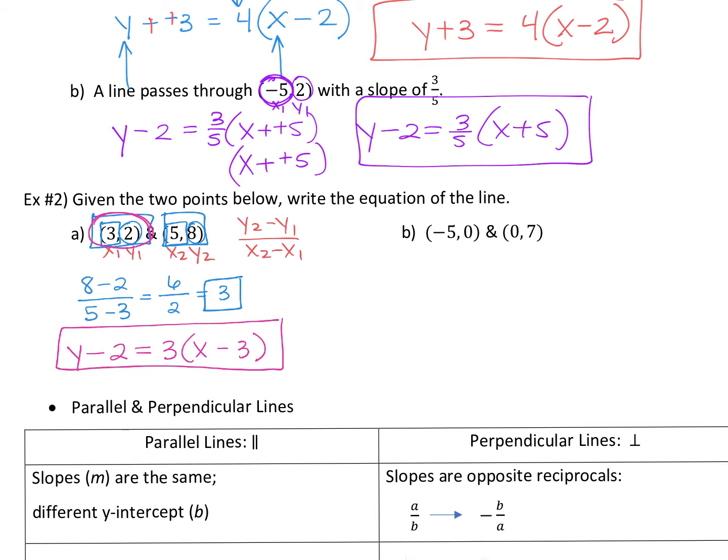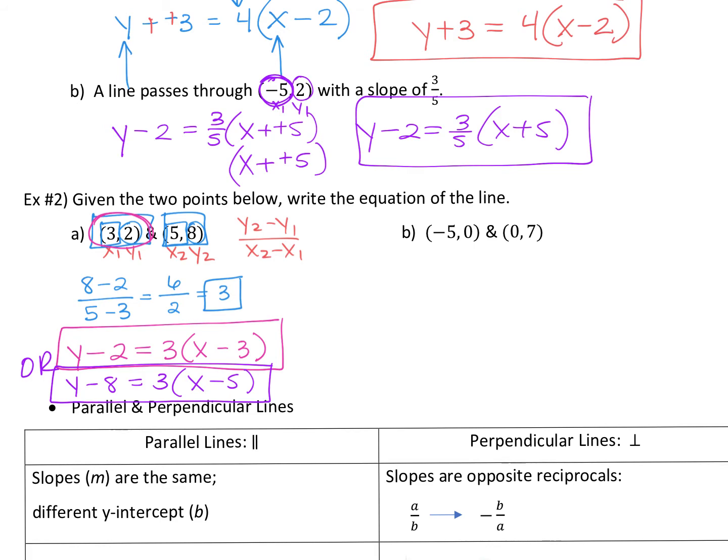What's the other acceptable answer then? That was minus 8. Y minus 8 equals 3 times x minus 5. Okay, so either one of these, you don't need to give me both. Just pick the one that you like better. Pick the point that you like the numbers better. That's fine.